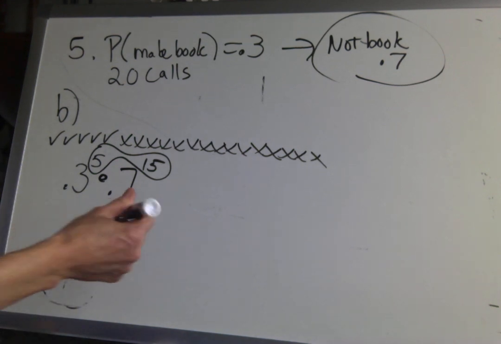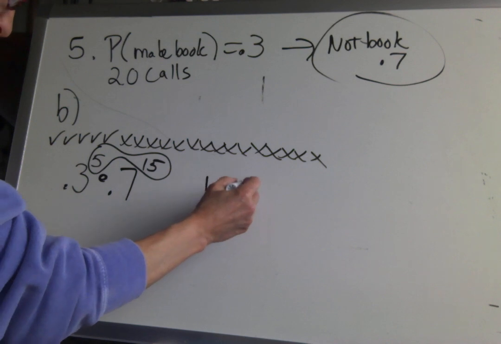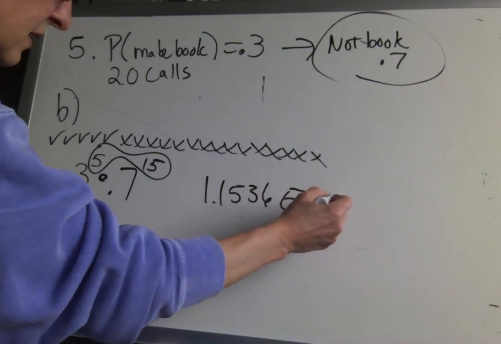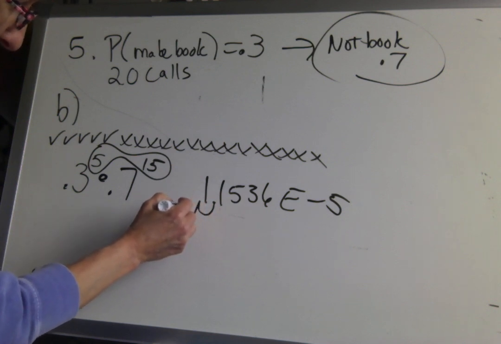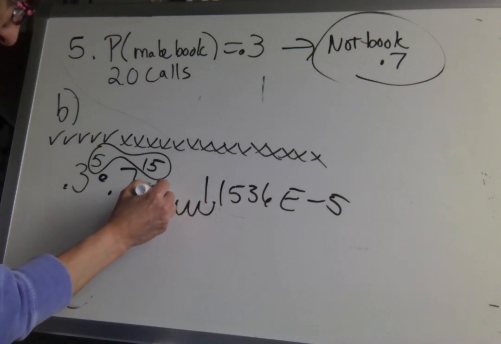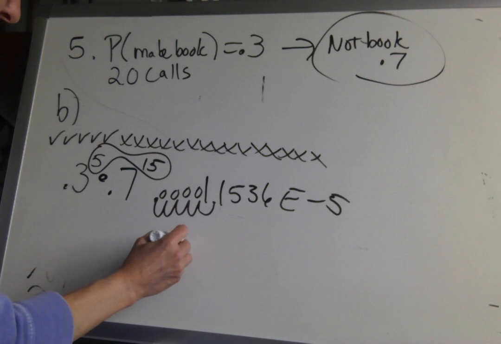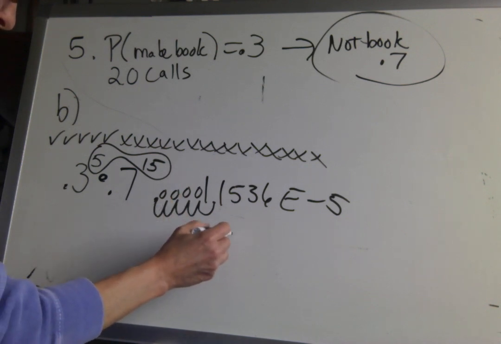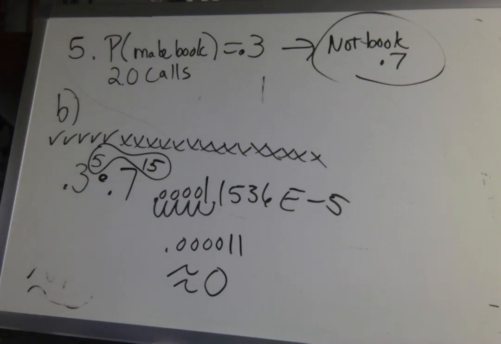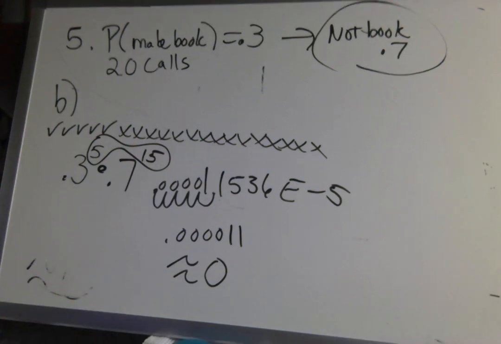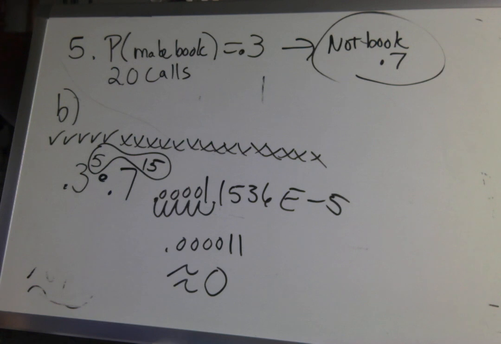Okay, so this is 1.1536 e to the negative 5. I don't accept scientific notation. 1, 2, 3, 4, 5. So absolutely on this one, you can still call that approximately 0. I just wanted to get you to practice scientific notation one more time. All right.